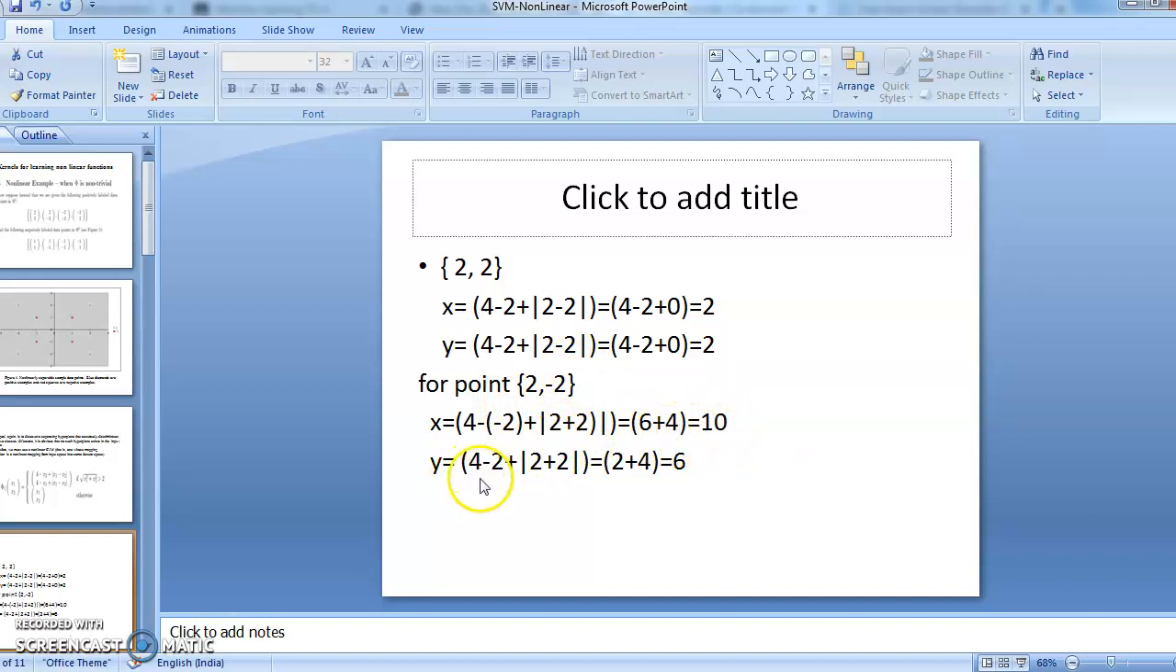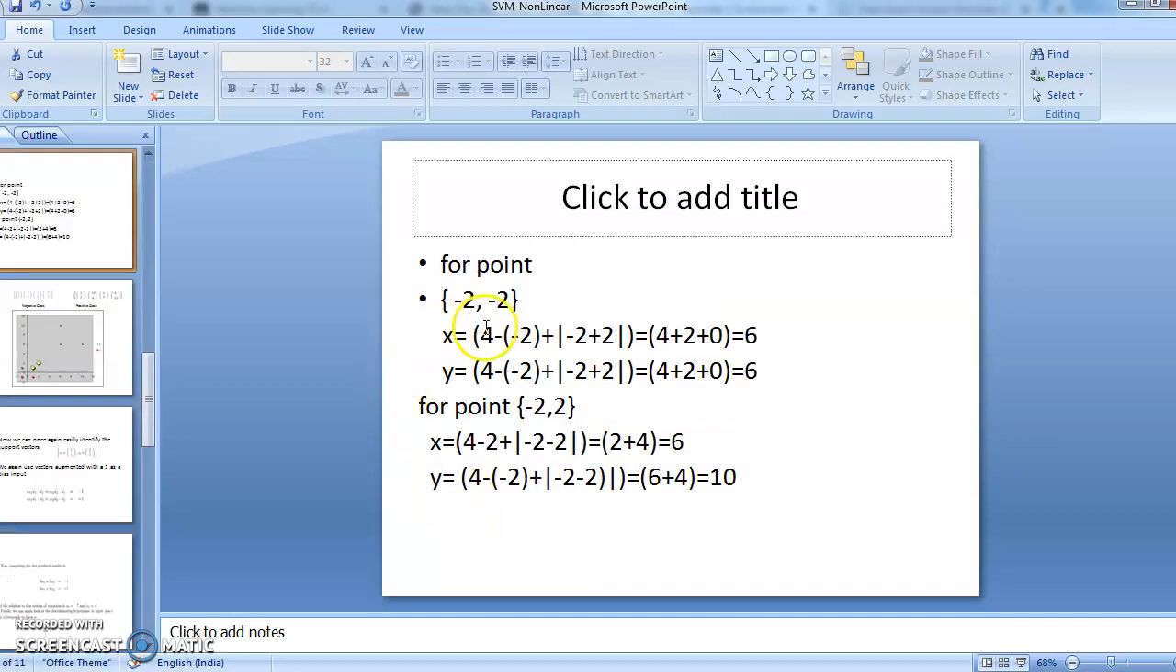Similarly, see the next calculation: 4 minus x1. Here x1 is 2, plus the absolute difference between the two, that is 2 plus 2, because this minus will get plus. So what will be the value? 4 minus 2 is 2, and 2 plus 2 is 4. So that value will be 6. Our original data point was 2, minus 2, but after applying the kernel function, our data point will be 10 and 6.